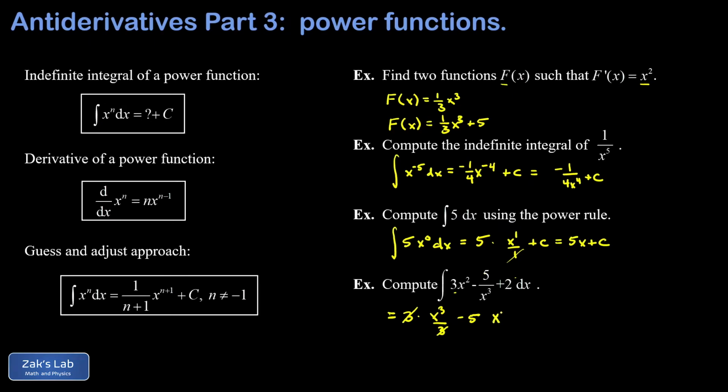That gives me an x to the -2 over -2 when I apply our power rule backwards. In the third term, we just have the antiderivative of 2, which is 2x. Then we just have to clean things up a little bit. The first term simplifies to x cubed.